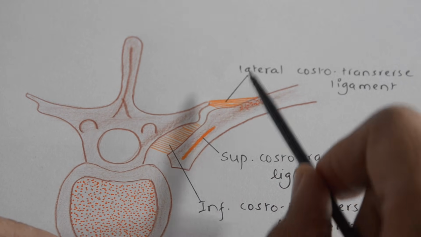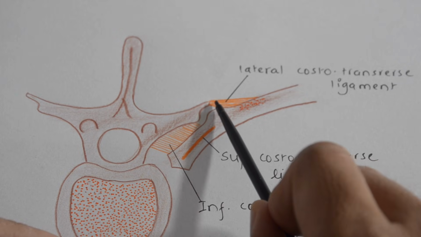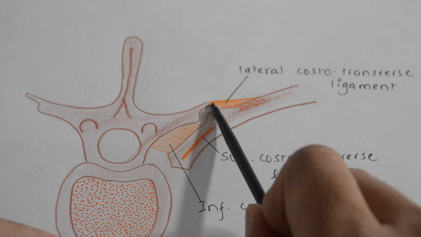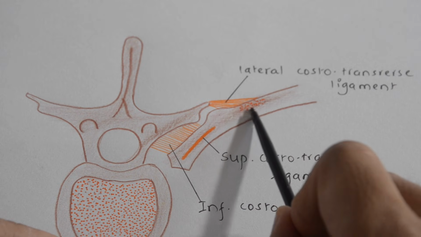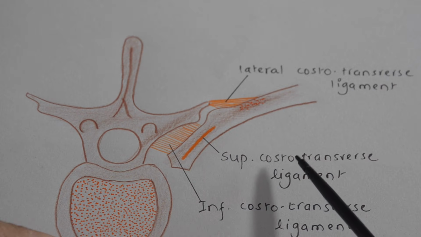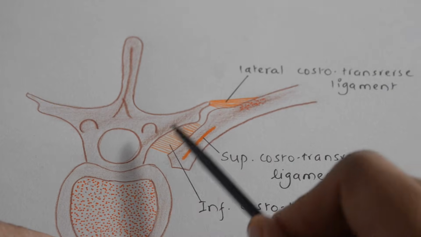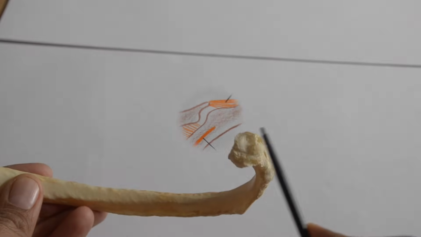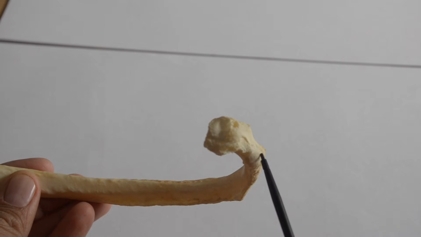And third costotransverse ligament is lateral costotransverse ligament, which is connected to tip of the transverse process of the corresponding vertebra to the non-articular area of the tubercle. So this is how superior, inferior and lateral costotransverse ligaments are attached. So this is regarding posterior end, which includes head, neck and tubercle.